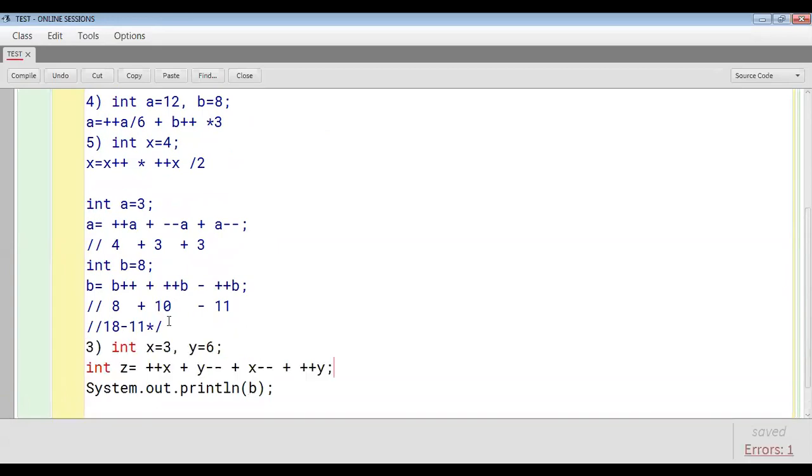Now this one. We define integer x is equal to 3, integer y is equal to 6, and integer z is equal to plus plus x plus y minus minus plus x minus minus plus y plus plus. Chalo. Now tell me what will be the answer.